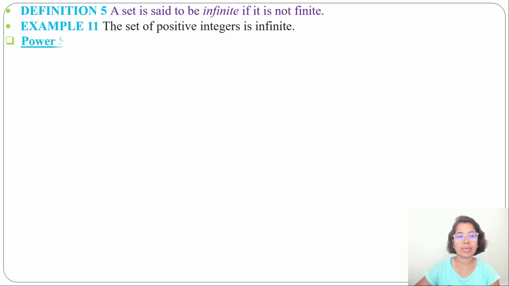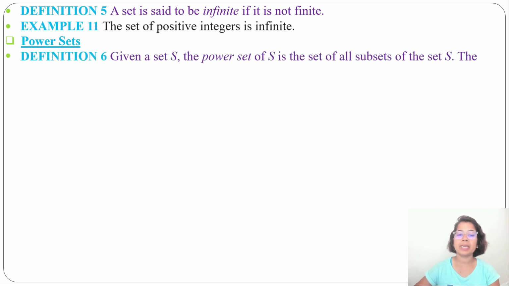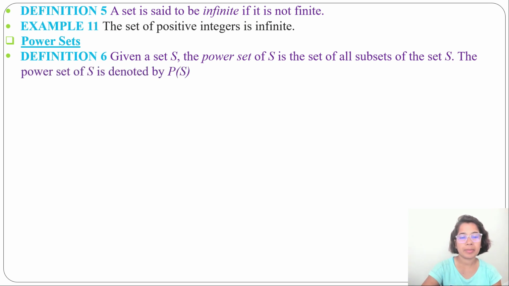Next is the power set. The power set is the set of all subsets. Given a set S, the power set of S is the set of all subsets of S. The power set can be denoted by P(S).